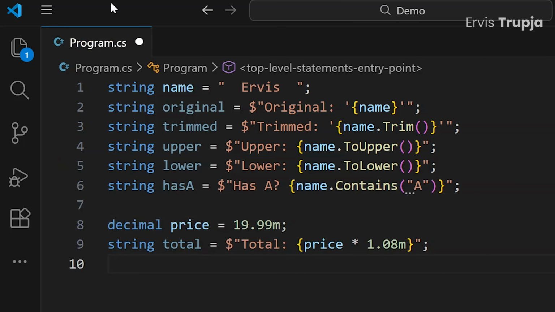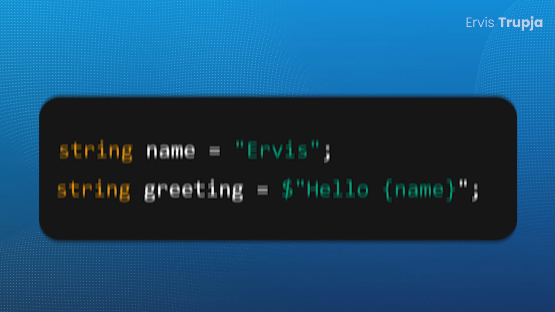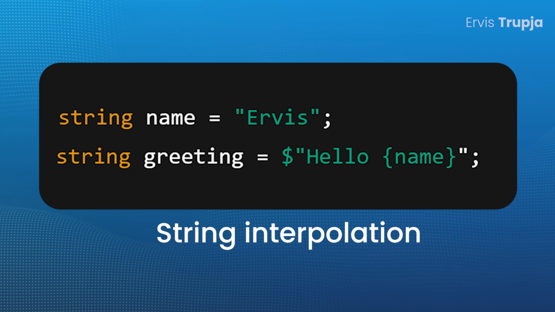Common operations include .Length to count characters, ToUpper and ToLower methods for case changes, Contains to search text, and Trim to remove extra spaces. A big time saver is string interpolation.